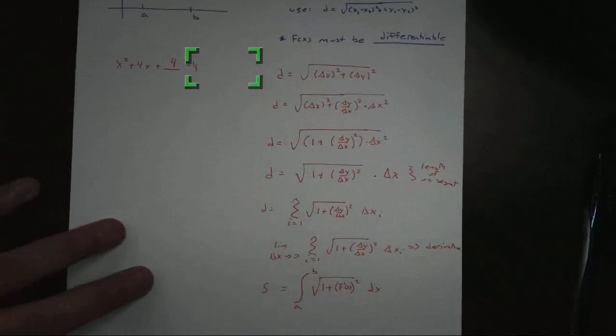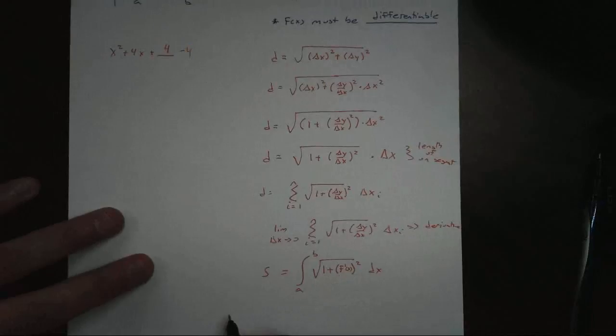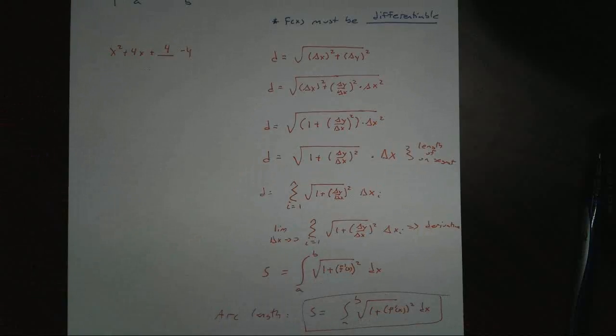And so that gives us our arc length down here. And therefore we get our arc length formula. To find the arc length, we call S the integral from a to b of the square root of 1 plus f prime of x, the derivative of the function, squared, dx. And we can see how we derive it from our distance formula.